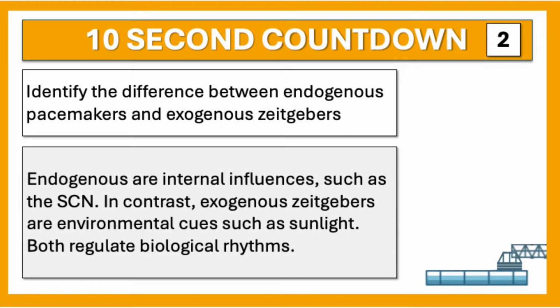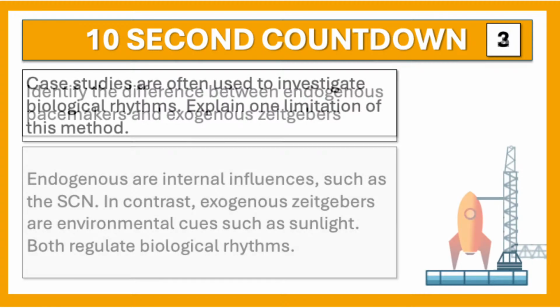The endogenous are our internal body clocks, like the SCN, and exogenous are from the outside, so they're environmental cues, not clues. Environmental cues like sunlight, like natural light, and both work together to regulate our biological rhythms. Okay, so well done.